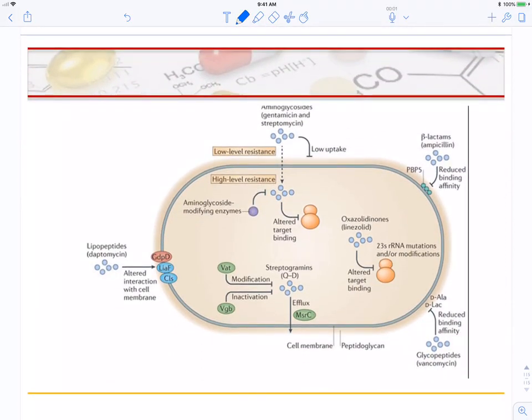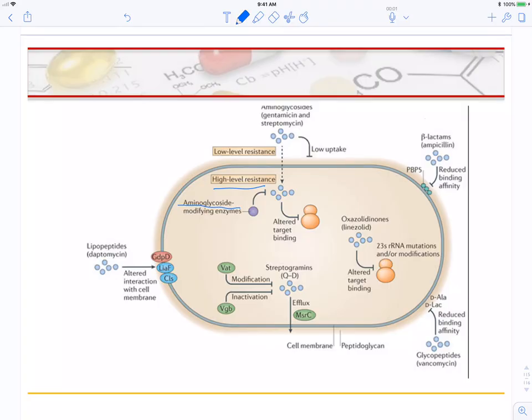Okay, so with that, I also want to give you an overview of various antibiotics and what are the mechanisms for resistance that can be expected. So for aminoglycosides such as gentamicin and streptomycin, we can have two types of resistance. One is simply by decreasing the uptake of the antibiotics. The other one that is much more important and much scarier is that we have enzymes that modify the antibiotic so that it's not active anymore and cannot bind to the ribosome target anymore.